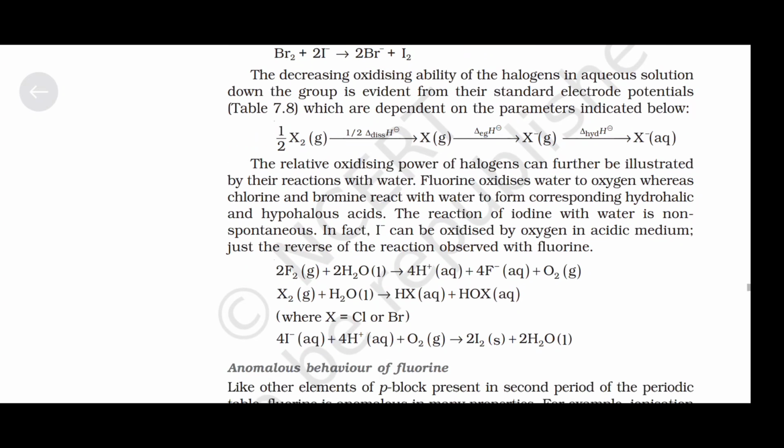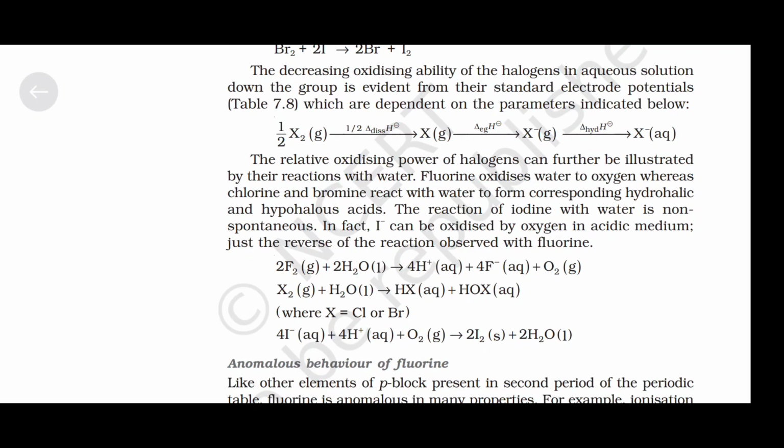The relative oxidizing power of halogens can further be illustrated by their reactions with water. Fluorine oxidizes water to oxygen, whereas chlorine and bromine react with water to form corresponding hydrohalic and hypohalous acid. The reaction of iodine with water is non-spontaneous. In fact, I minus can be oxidized by oxygen in acidic medium, just the reverse of the reaction observed with fluorine.